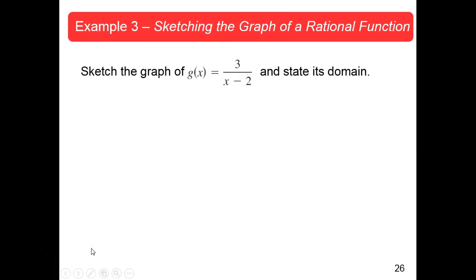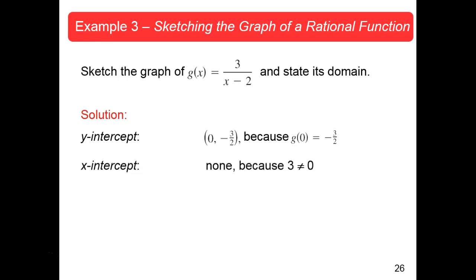So it says sketch the graph. What do we do? Y-intercepts are easy. What they didn't say: factor everything in sight. Nothing factorable. Done. Next, y-intercept. Say x equals 0, y is equal to negative 3/2. So there we have our y-intercept right off the top. Now x-intercept. That's where y is equal to 0. The only way y can be 0 is if that numerator is 0, and it can't be. So there's no x-intercept because 3 cannot equal 0.